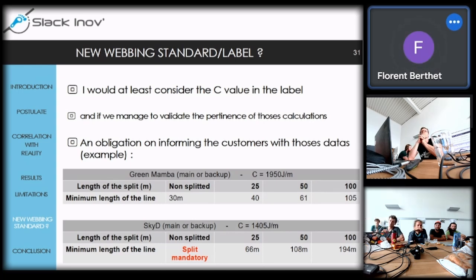On the table for the green number, how come you can use non-split on 30 meters, but if you have a 25-meter split, you need to have at least 40 meters? Yes, that's the static. Augustin is having a really great question. For example, the green number on this table can be non-split above 30 meters long, but the table is saying that at 25 meters long, you cannot rig below a 40-meter high line.